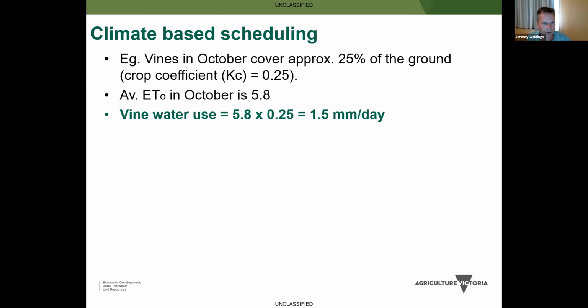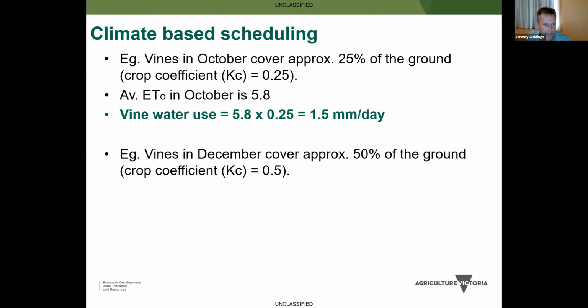And we multiply the two together, and an average water use figure for vines at the start of the season is around 1 to 2 millimetres. Later on in the season, as the canopy develops, we have a greater water demand. So the KC in this particular case, the crop coefficient value, is 0.5. The canopy is increased, there's more leaves, more irrigation demand.